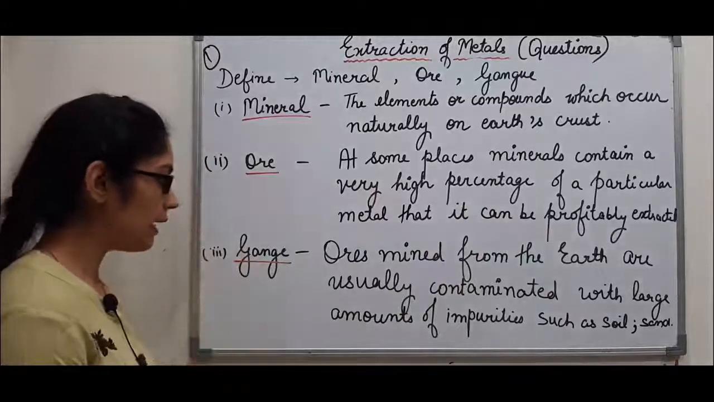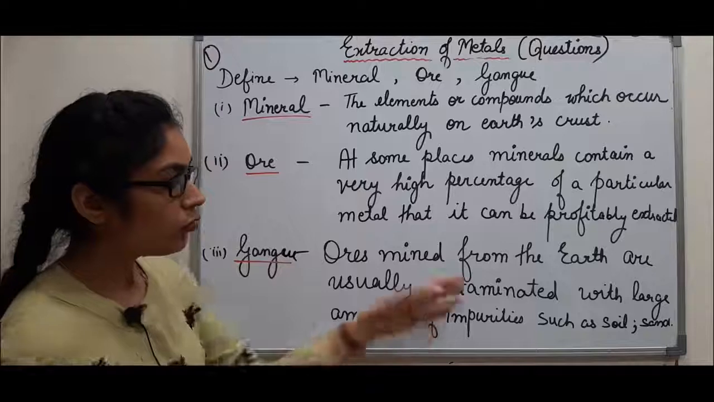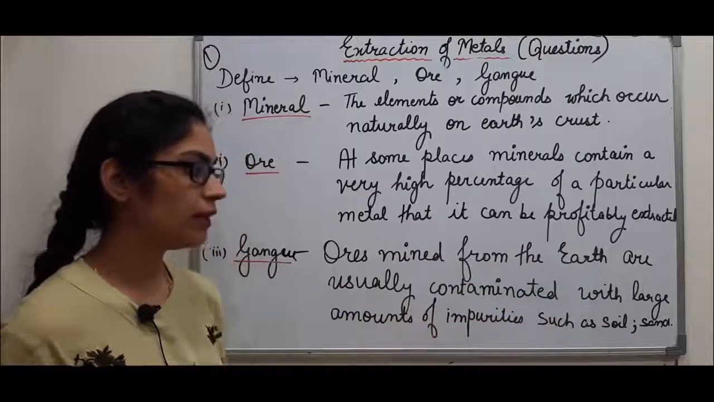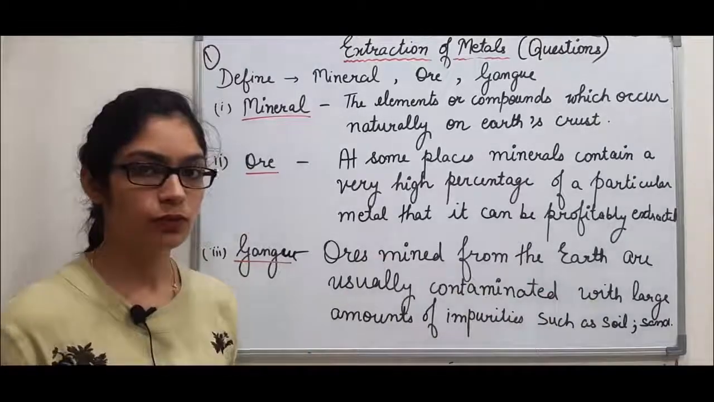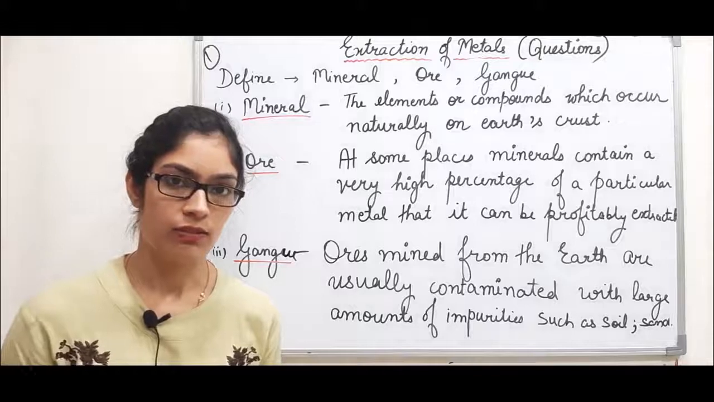The third one is gangue. The ores mined from the earth are usually contaminated with large amounts of impurities such as soil and sand. So these impurities are known as gangue. Now let's do the second question.